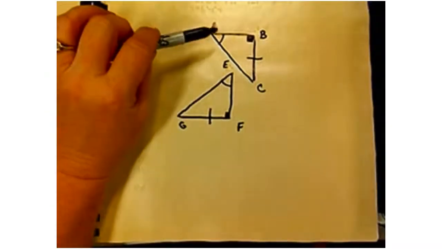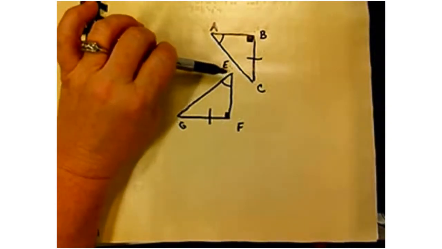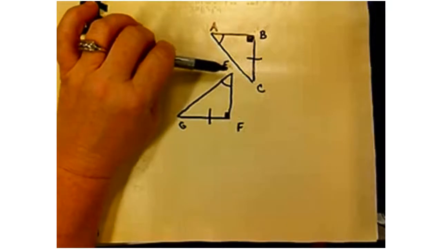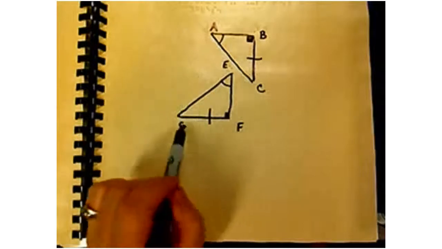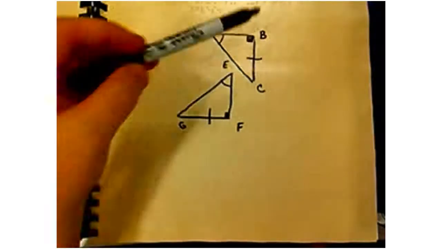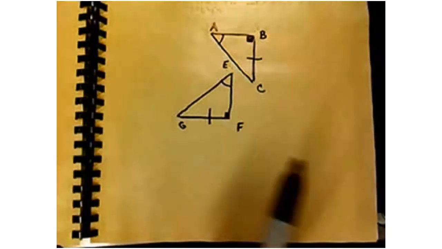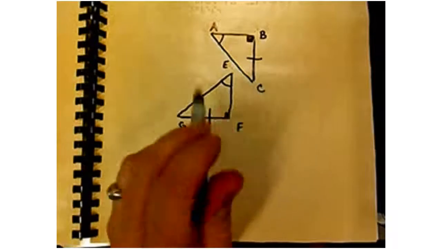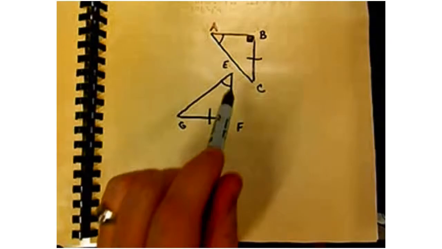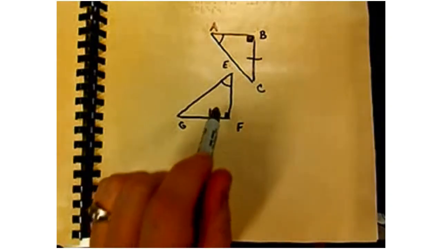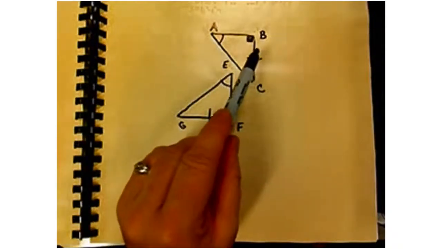So we know angle A of triangle ABC is congruent to angle E of triangle EFG, and we know that FG is congruent to BC. So these are congruent because we have an angle and a leg. So these two triangles are congruent to each other by LA, right? Leg angle. Because also what it is, angle, angle, side, isn't it?